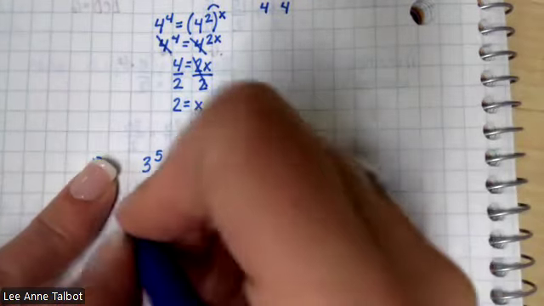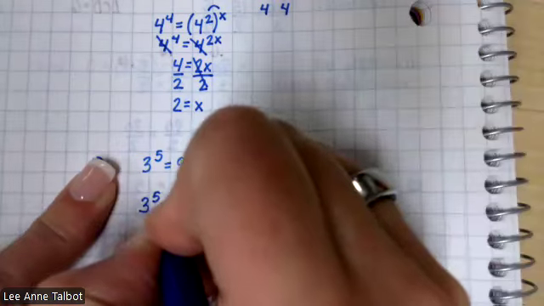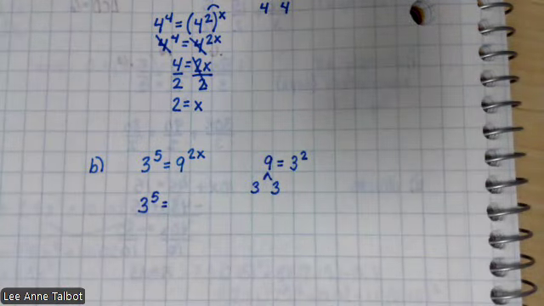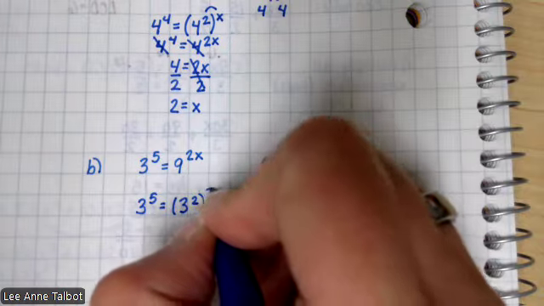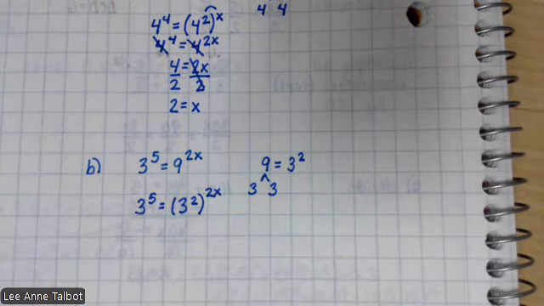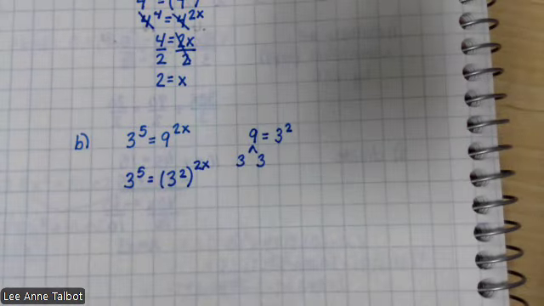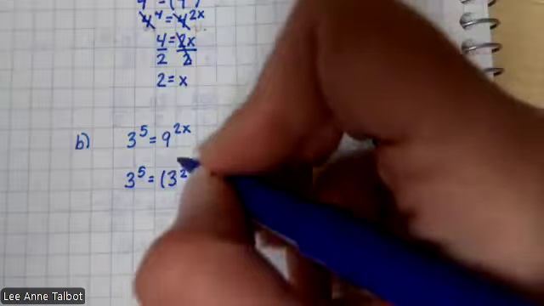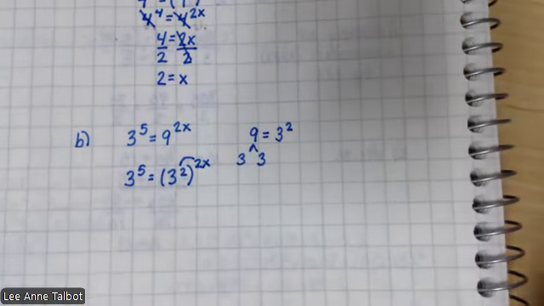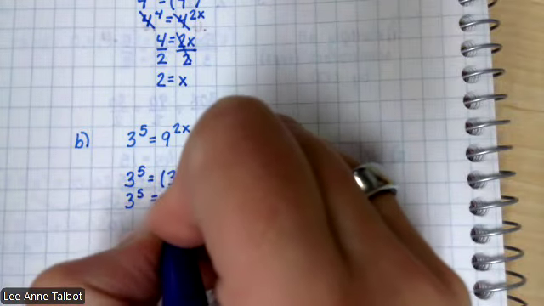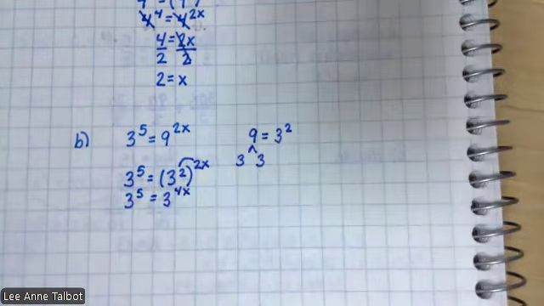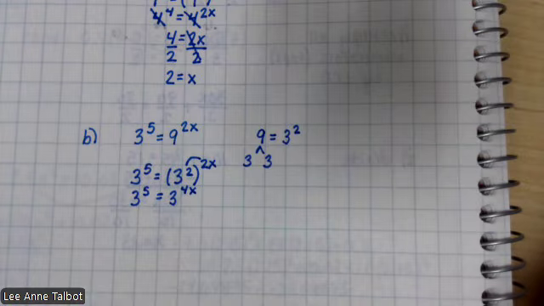Okay, 3 to the 5th. I'm just going to leave that the way it was because it already has a base of 3. And 9, I'm going to change to 3 squared. And then I can't forget the 2x that was there in the original problem. Okay. Now multiply those. Get 4x.